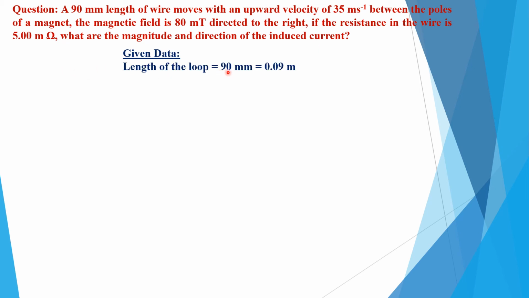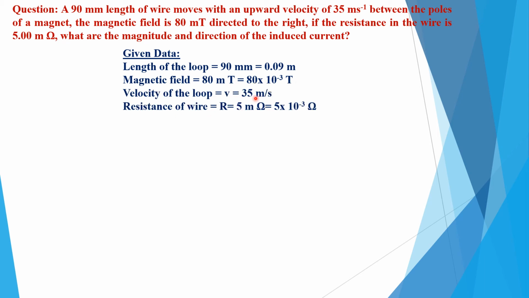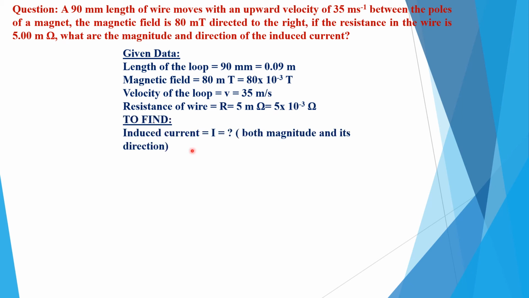Length of the loop is 90 millimeter, that is equal to 0.09 meter. Magnetic field is equal to 80 millitesla, that is equal to 80 × 10^-3 Tesla. Velocity of the loop is equal to 35 meter per second. Resistance of wire R is equal to 5 milliohm, that is equal to 5 × 10^-3 ohm. We need to calculate induced current I both in magnitude and its direction.